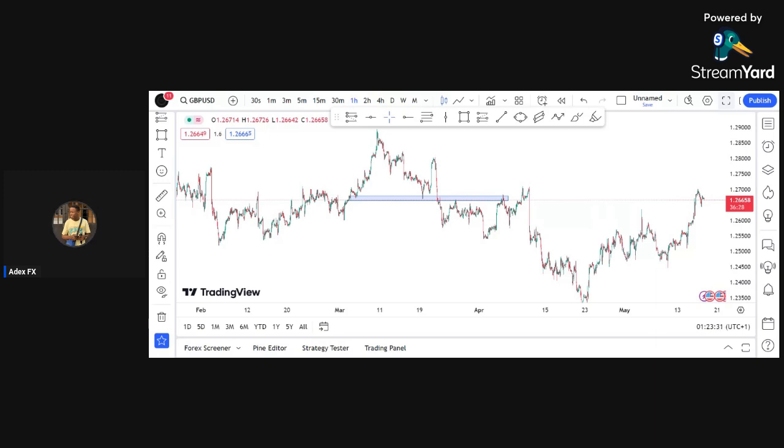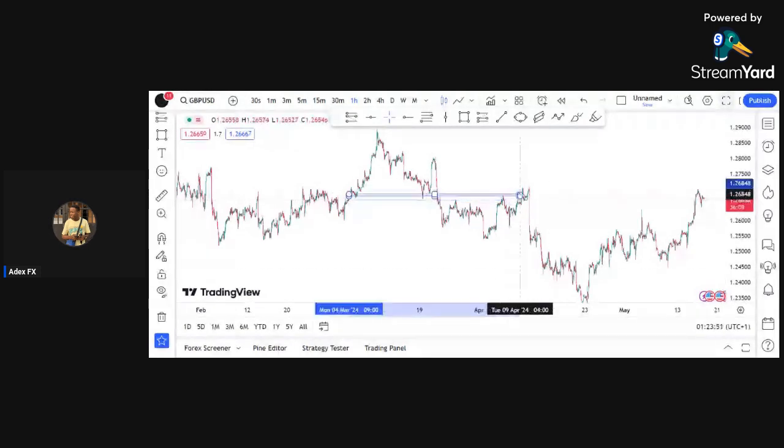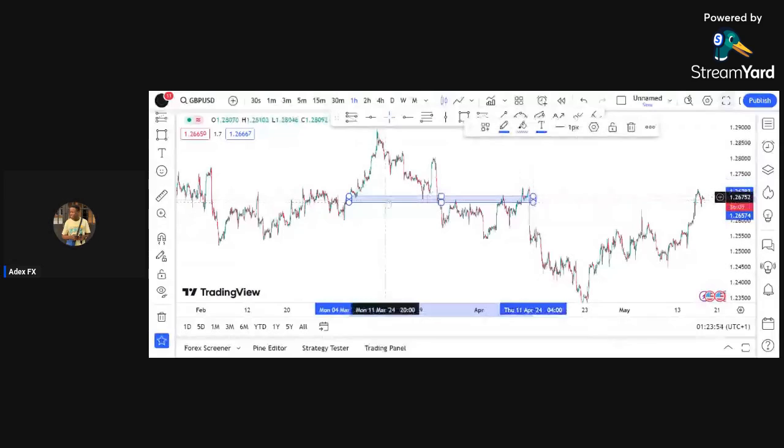It depends on how valid the zones or levels are. That is when you keep your psychological level or your psychological zone. It depends on how valid they are. You understand? So this is a psychological zone that turns resistance. This is a support that turns resistance zone.